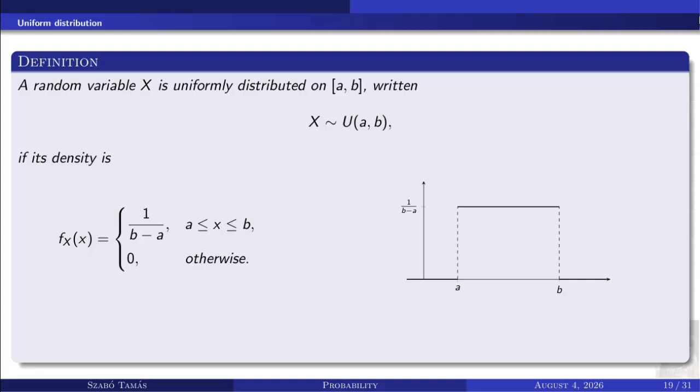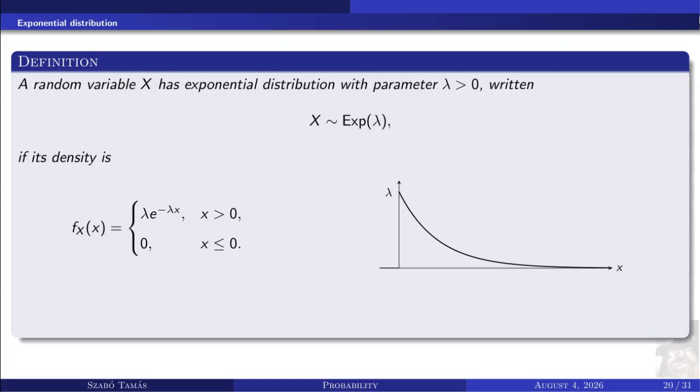We now record two standard continuous distributions. First, the uniform distribution. A random variable X is uniformly distributed on the interval from a to b if its density is 1 over b minus a on the interval from a to b and 0 otherwise. Then E[X] equals (a + b) over 2 and Var(X) equals (b − a)² divided by 12. Next, the exponential distribution.